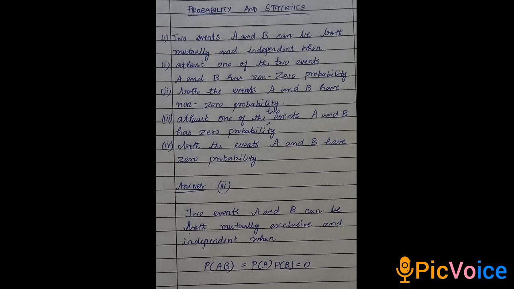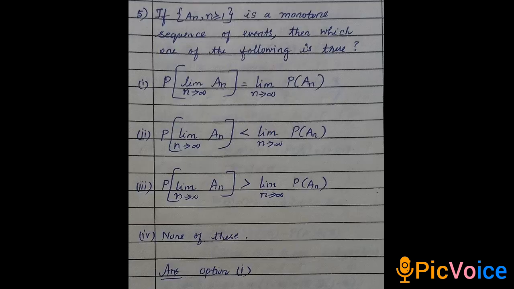Here the answer is option 3, because two events A and B can be both mutually exclusive and independent when probability of AB is equal to probability of A into probability of B, that is equal to 0. So your answer is option 3, that is at least one of the two events A and B has zero probability.